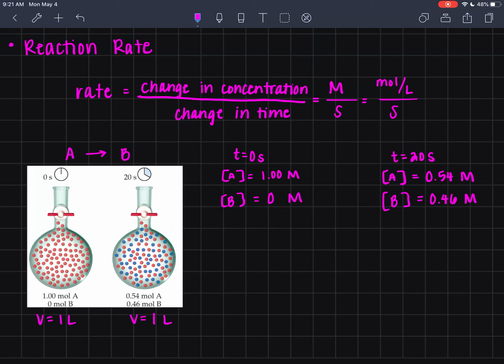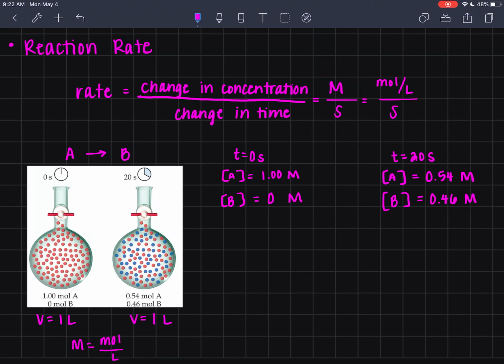The only thing it didn't give us is our volume, and the reason we need our volume is to figure out our molarity, because molarity is moles per liter. Luckily the volume of these flasks is 1 liter, so our amount of moles is our concentration. So I took the liberty of rewriting my data over here in a more organized way. At 0 seconds, my concentration of A is 1 molar. My concentration of B is 0 molar. At 20 seconds, my concentration of A is 0.54 molar, and my concentration of B is 0.46 molar.